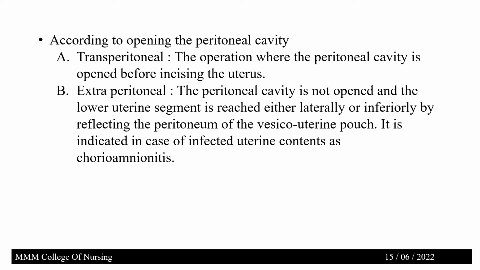chorioamnionitis. So if we suspect infection in the uterus because of chorioamnionitis, we don't want the infection to spill into the abdomen, into the intestines and the other vital organs. So we want to protect the other vital organs. So the peritoneum is reflected from the vesico-uterine pouch, and we are removing the uterine contents without spilling into the abdominal cavity. So that is called extraperitoneal cesarean section.